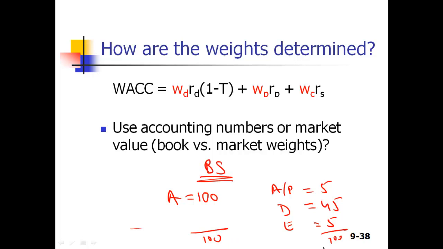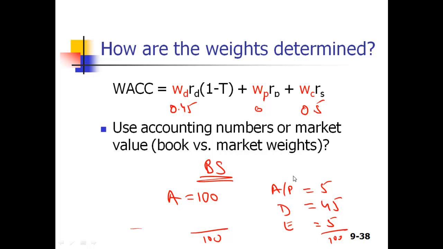So these are your accounting numbers. Based on these numbers, what are my weightages? Let's say there are no preferred shares. So given these numbers, what do I put for WD? Very good, so here I put 0.45. What do I put for preferred shares? 0. And what do I put for equity? 0.5. So this is using accounting numbers. The balance sheet is based on accounting numbers.